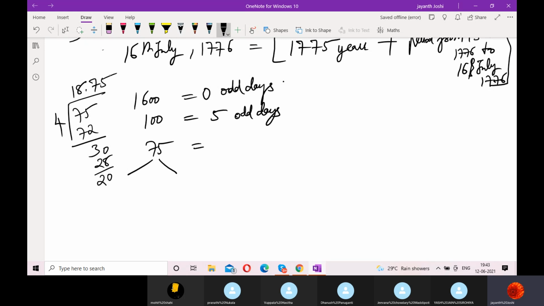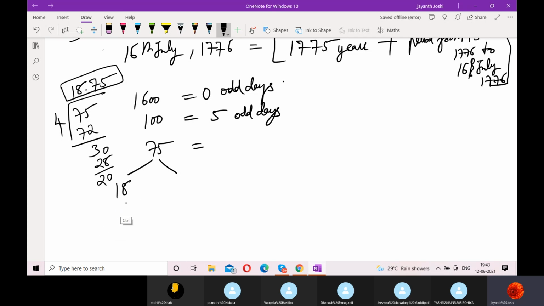So here what we are seeing is 18 fours are 72. Fine, and we have just got the remainder 3, and almost 18.75. 18.75 is not exactly 19 years, correct? Still some 0.25, or some 1/4, is left over. Okay, it is not a complete year.